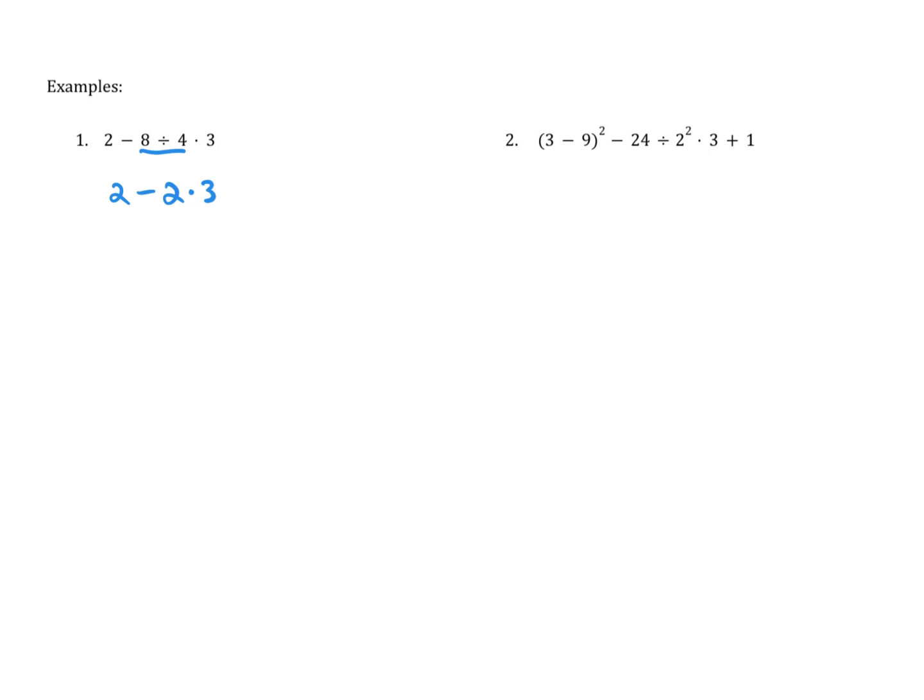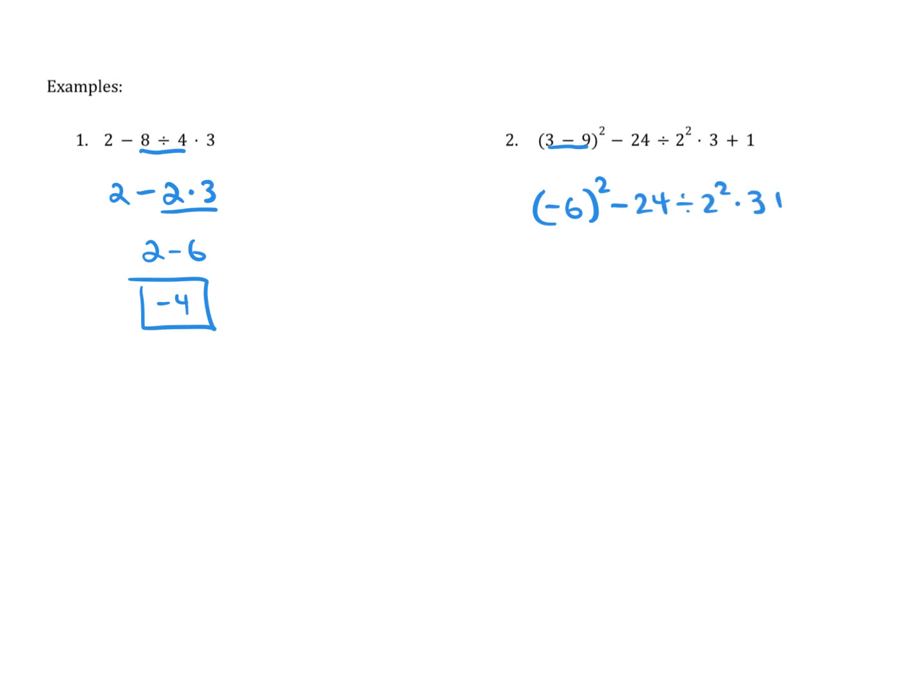So now, between subtraction and multiplication, I multiply. 2 times 3 is 6. I get 2 minus 6, and that is negative 4. In the next one, I do have grouping symbols, which in this case are parentheses. So I do what's inside parentheses first. 3 minus 9 is negative 6, which I'm going to keep in parentheses, and that's going to get squared. Minus 24 divided by 2 squared.